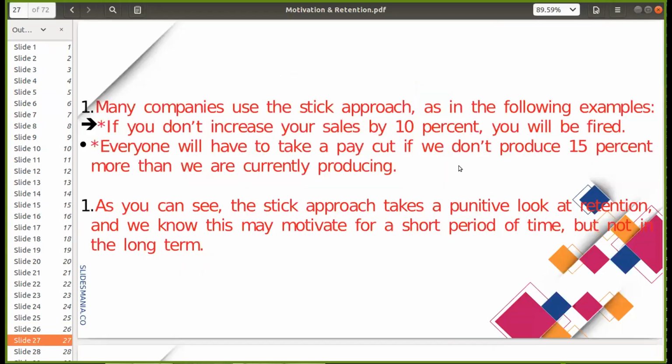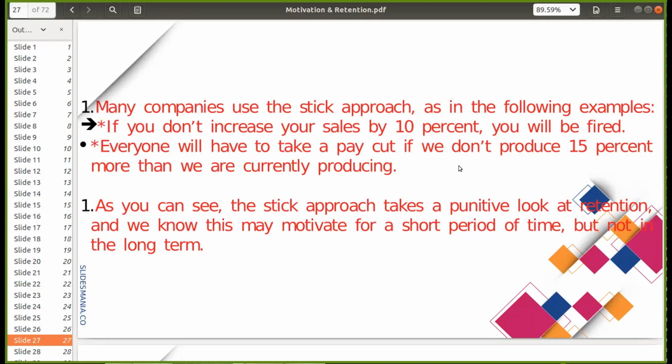So, sa stick approach, syempre, Theory X din, di ba? Parang tandem silang dalawa. So, sa approach na 'to, Theory X gumagamit ng stick approach, kasi dito may pananakot. So, if you don't increase your sales by 10%, you will be fired. And everyone will have to take a pay cut, or babawasan yung sweldo pag hindi tayo nakapag-produce ng 15% more than what we are currently producing. So, yan yung kay stick approach.